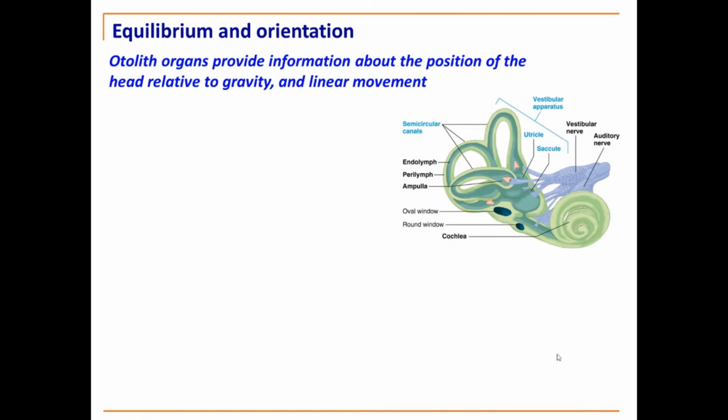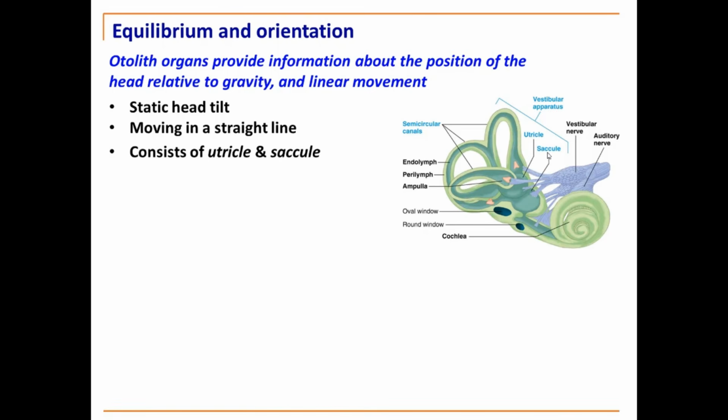So the otolith organs, here they are, that's your utricle and your saccule. They provide information about the position of the head relative to gravity. So that's your tilting backwards and forwards, but also in relation to linear movement. So we're thinking about a static head tilt and we're moving in a straight line. Like I said, it consists of your utricle and your saccule.